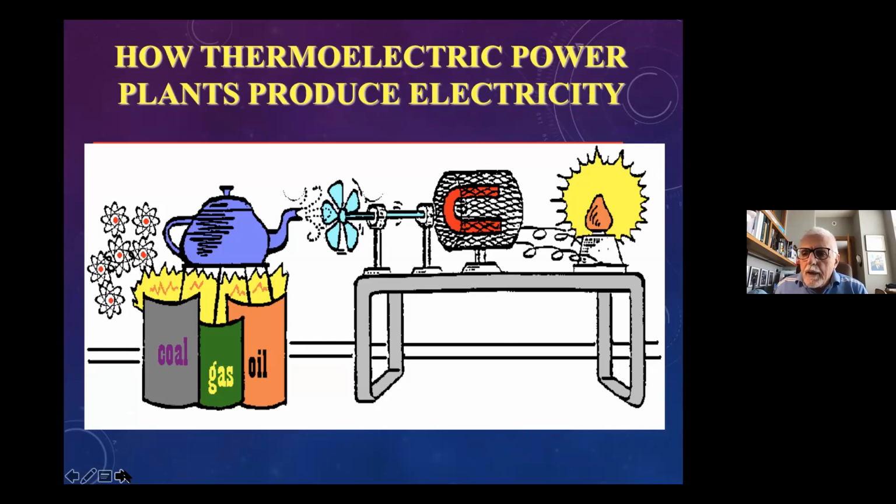If you walk into a thermoelectric power plant that's burning fossil fuels or nuclear, they're all the same. It looks something like this. You're heating up a boiler, either with the fossil fuels or nuclear. The boiler generates steam, and it blows it onto a fan, or in the power plant, a turbine. The turbine's on the same axle as a generator. And the generator is a magnet inside a cage, and as it spins, it generates electricity.